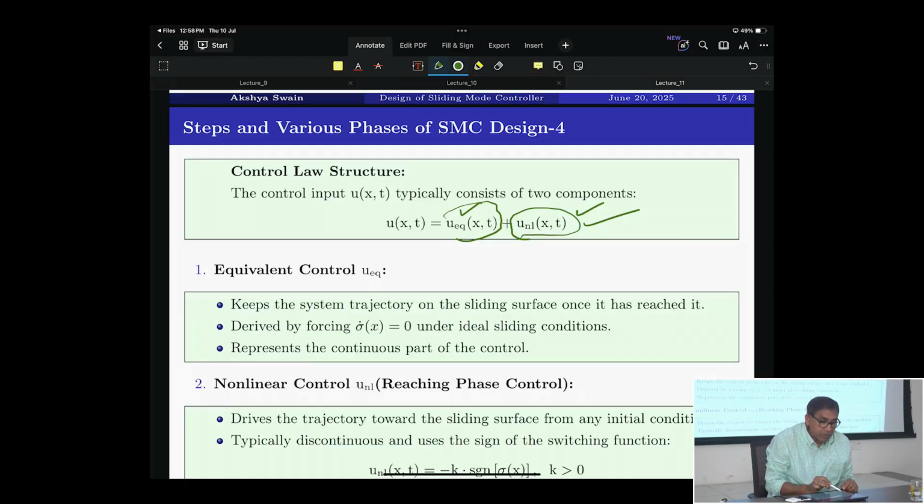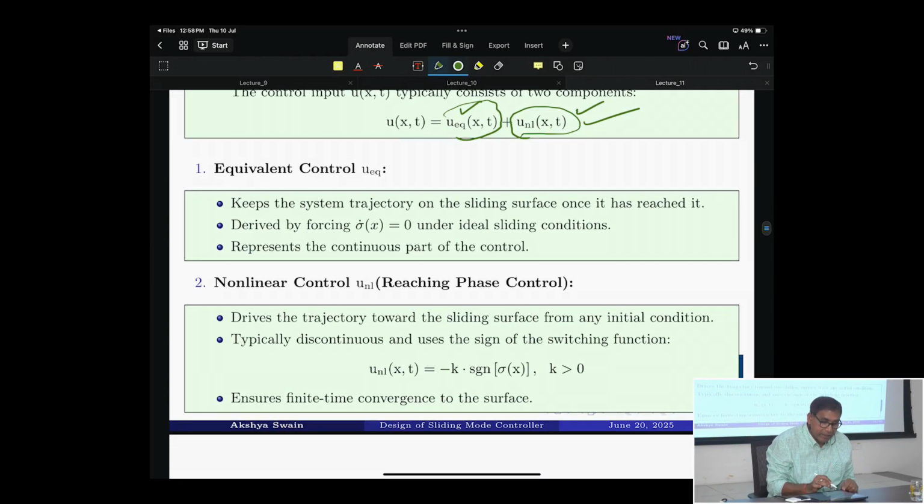The two components: one is equivalent control, which keeps the system trajectory on the sliding surface once it has reached it, derived by forcing sigma dot x equal to 0 under ideal sliding conditions, and represents the continuous part of the control, this one. This nonlinear part drives the trajectory towards the sliding surface. So if you are just a little bit outside, it will push it. It drives from any initial condition, is typically discontinuous, and uses the sign of the switching function. Right.